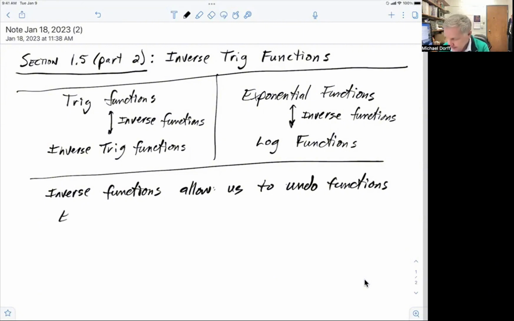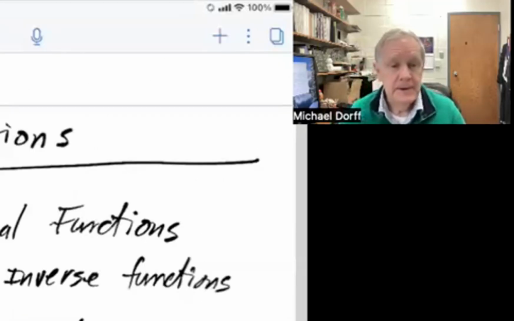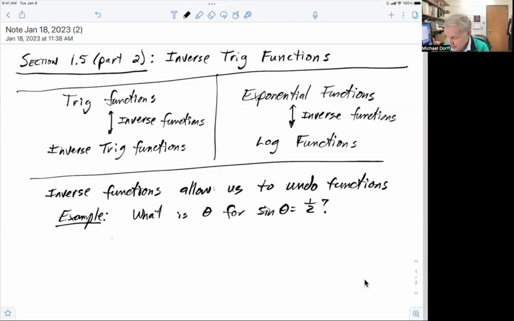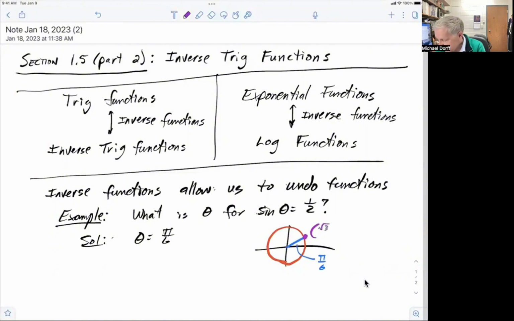For an example, if I had the problem, what is theta for sine of theta equals a half? Well, we know from when we talked about trig functions that there was a table that gave us the value, and the value was theta equals pi over 6. We can look at the circle: the angle is pi over 6, the x value is square root of 3 over 2, and the y value is 1/2. The square root of 3 over 2 represents the cosine of pi over 6, and the second value, the 1/2, equals the sine of pi over 6. In other words, sine of pi over 6 equals a half.